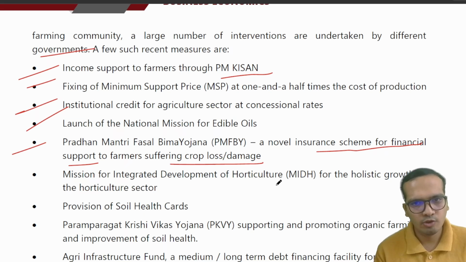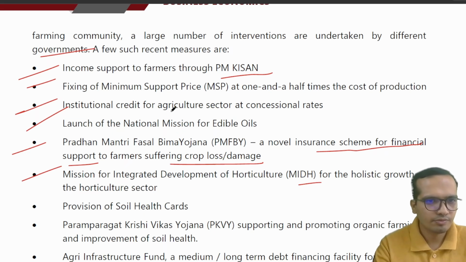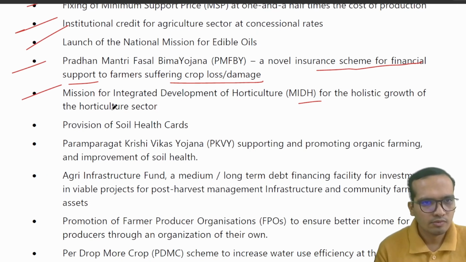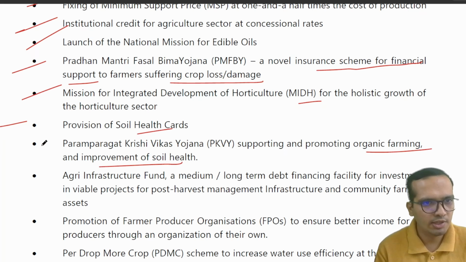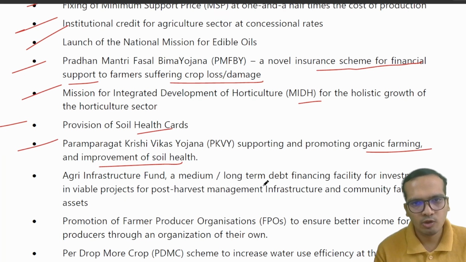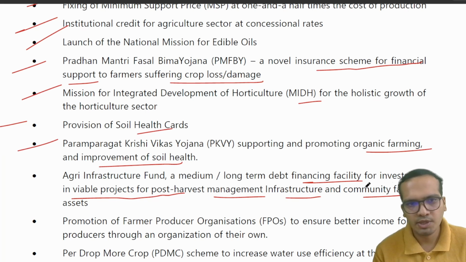Mission for Integrated Development of Horticulture MIDH for the holistic growth of horticulture, provision of soil health cards, Paramparagat Krishi Vikas Yojana PKVY, supporting and promoting organic farming and improvement of soil health, Agriculture Infra Fund AIF, a medium or long-term debt financing facility for investment in viable projects for post-harvest management infrastructure and community farming assets.